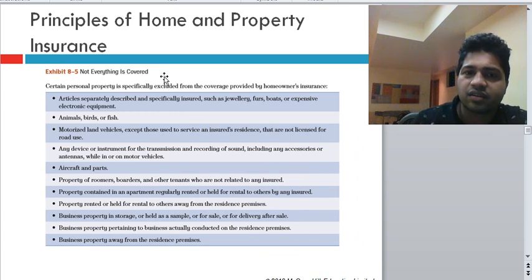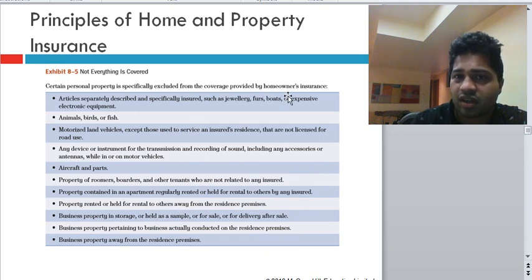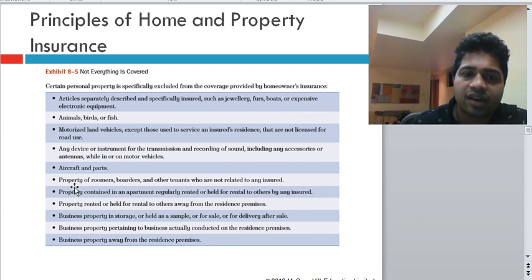Important: not everything is covered. Certain personal property is specifically excluded from coverage provided by homeowners insurance. Articles separately described and specifically insured, such as jewelry, furs, boots, or electronic equipment; animals, birds, or fishes; motorized land vehicles, except those used to service an insured residence. So your car is not insured under your homeowner's insurance. Any device or instrument for transmission or recording of sound; aircraft and parts; property of roomers, boarders, and other tenants.